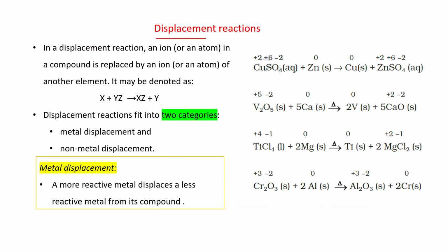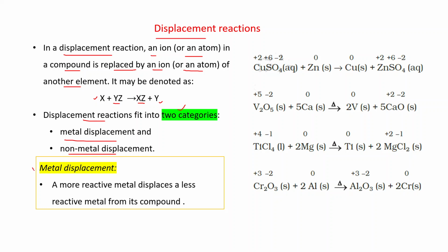Displacement reactions. In a displacement reaction, an ion or an atom in a compound is replaced by an ion or an atom of another element. It may be denoted as X plus YZ converting into XZ plus Y. Displacement reactions fit into two categories: metal displacement and non-metal displacement.